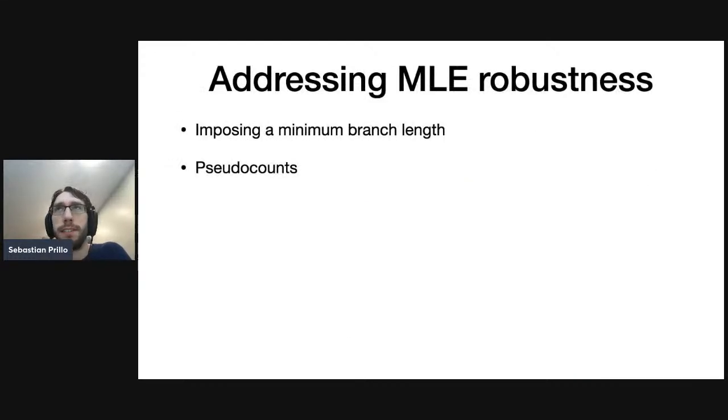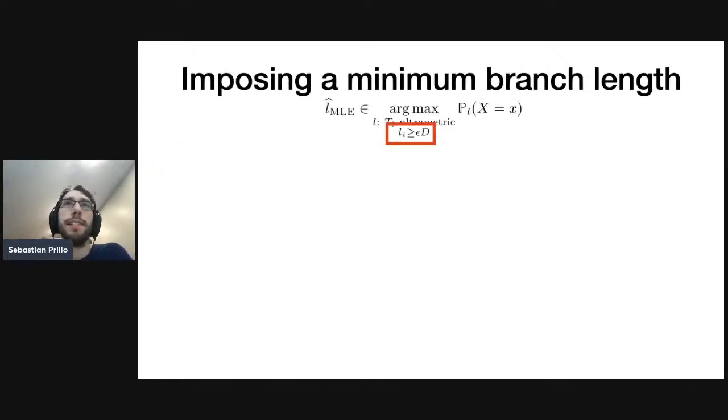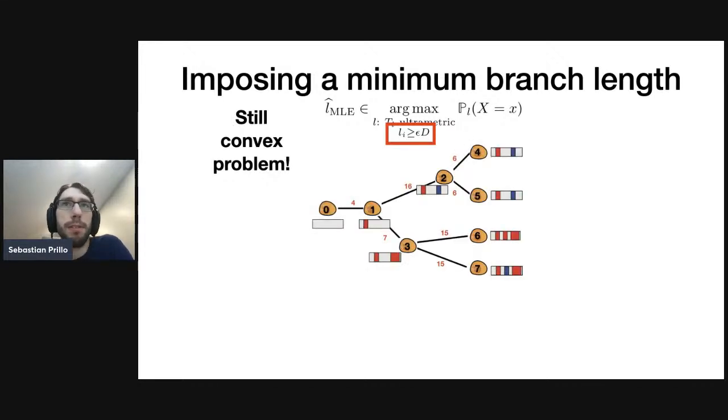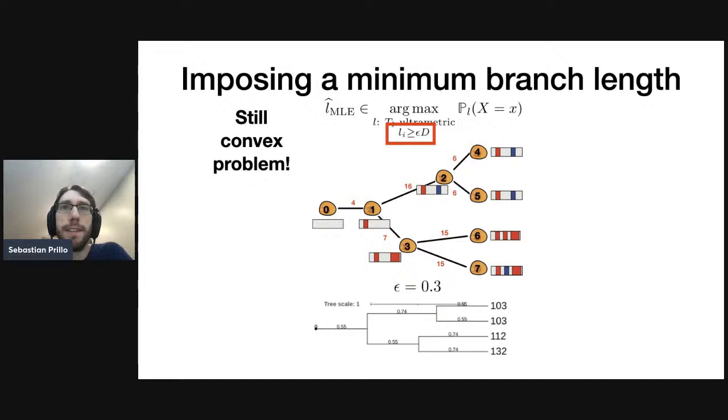To address these robustness or stability issues of the MLE, we regularize it, and we propose 2 very simple ways of doing this. The first of which is imposing a minimum branch length. And this is straightforward because this just involves adding another linear constraint into the convex optimization problem. Specifically, we add a lower bound on each branch length in terms of the total height of the tree. This is still a convex optimization problem. And in this toy example, if we choose a minimum branch length of 0.3, so 30% of the total height of the tree, then you're going to observe something like this. This is a really large minimum branch length, of course.